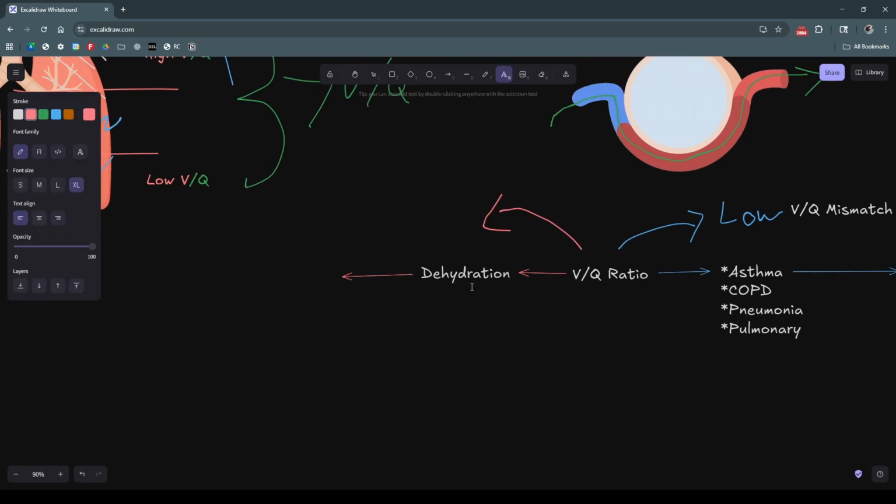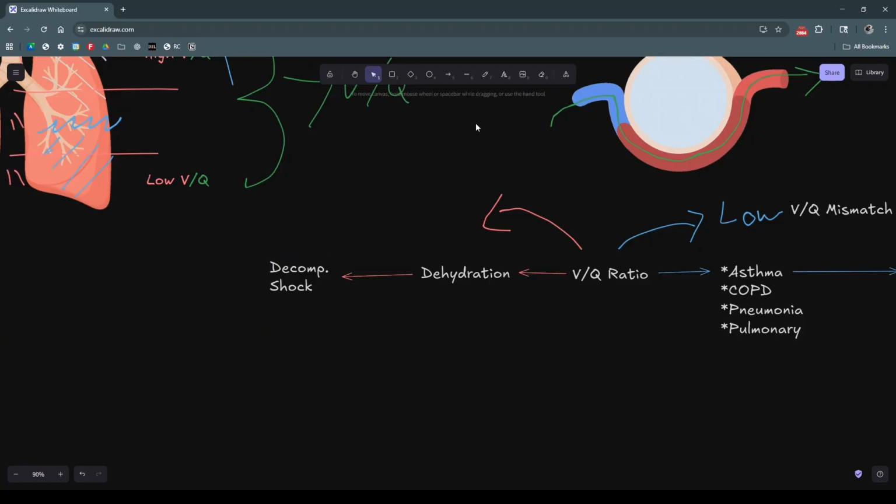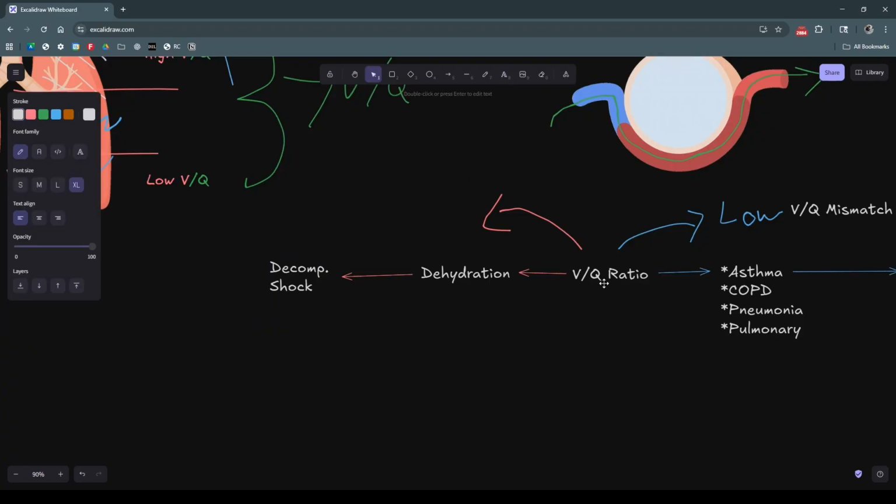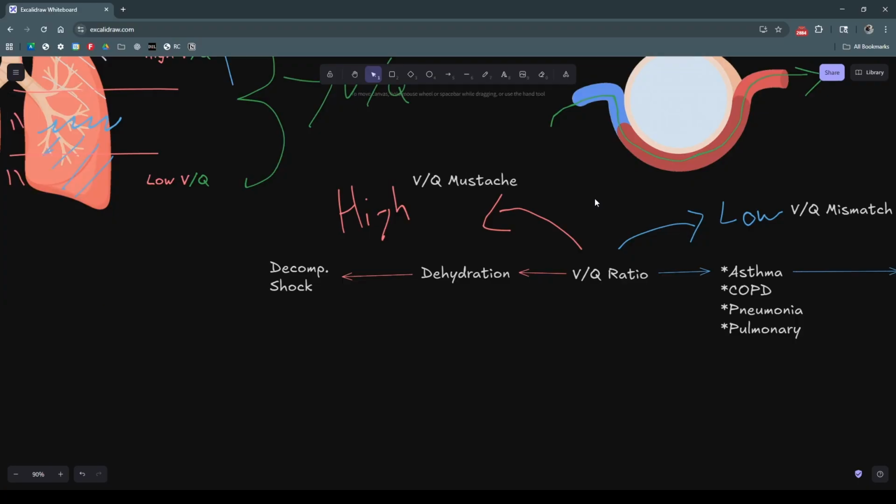And so, as much as dehydration might be trending us towards a higher VQ mismatch, where we've got a lot of ventilation but no perfusion because we're dehydrated, we can also, let's just talk about something like decompensated shock. We're really low on pressure, volume, or fluid, or whatever the case is. Of course, this is high VQ over here, right? So when I say high VQ, just to remember, I like to write mustache. There we are. High VQ mustache.